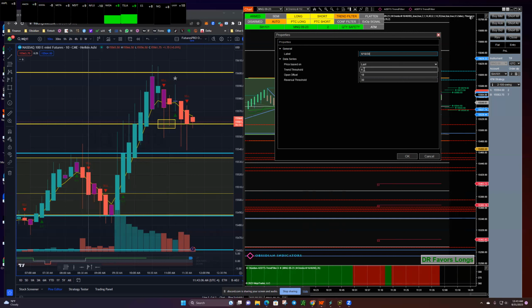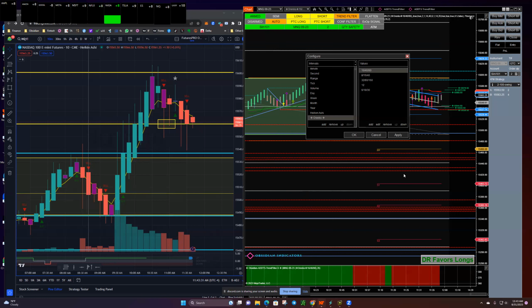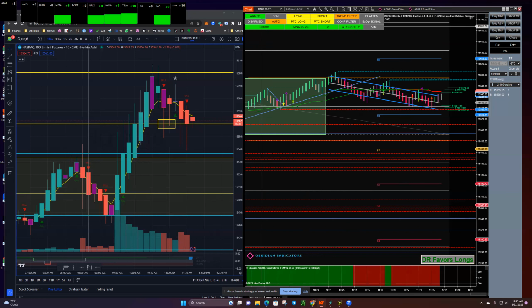So the trend threshold is basically 6 ticks per bar. The open offset is 18, which is 3 times the trend threshold. And then the reversal is at 30, which is slightly less than 36, so you want to be able to catch it on the earlier end. So that's how you would put it in. If you were to do ES, test out 61830.